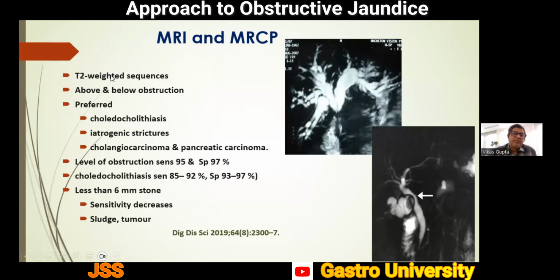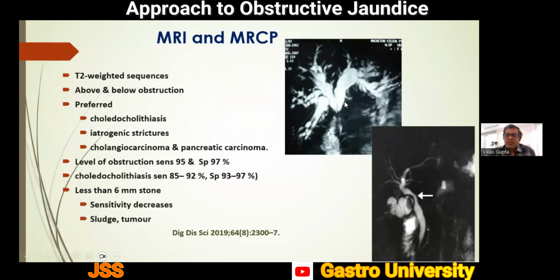This relies on the heavily weighted T2 weighted sequences on MR acquisition, and the modality can delineate the bile ducts above and below the level of obstruction, as you can see here, and it can detect the etiology of the underlying condition. It is a very good modality for evaluation of polydocholithiasis, iatrogenic strictures.